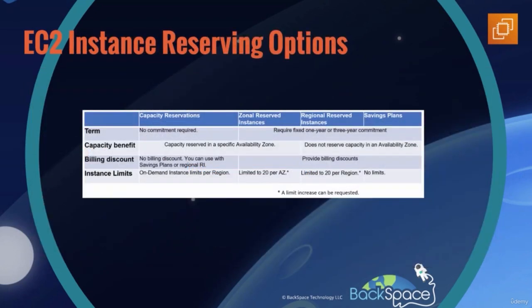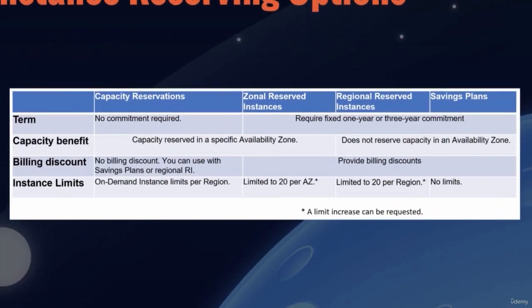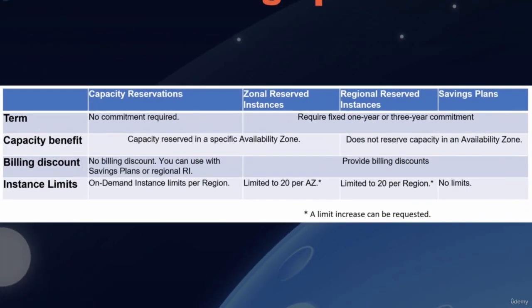To prepare for the Cloud Practitioner exam, you will need to understand these different reserving options that are available, but it can be a little bit confusing. So having a look here, I've got the capacity reservations and the 2 different types of reserved instances. So we have reserved instances that are reserved based upon an availability zone. They're zonal reserved instances. We have regional reserved instances that are reserved within a specific region. And then finally, we have our savings plan.